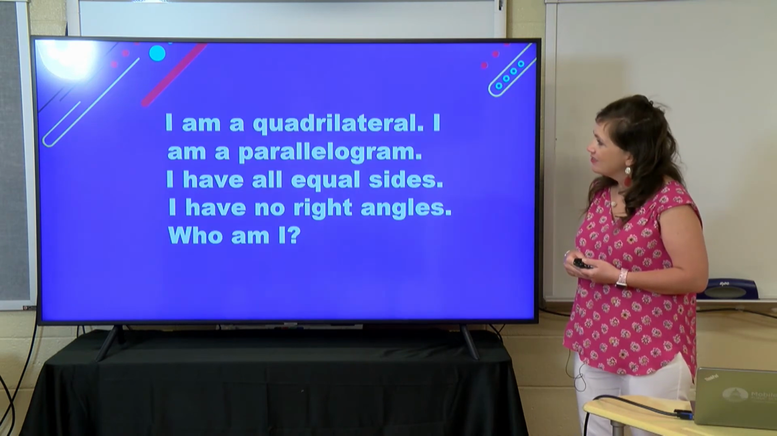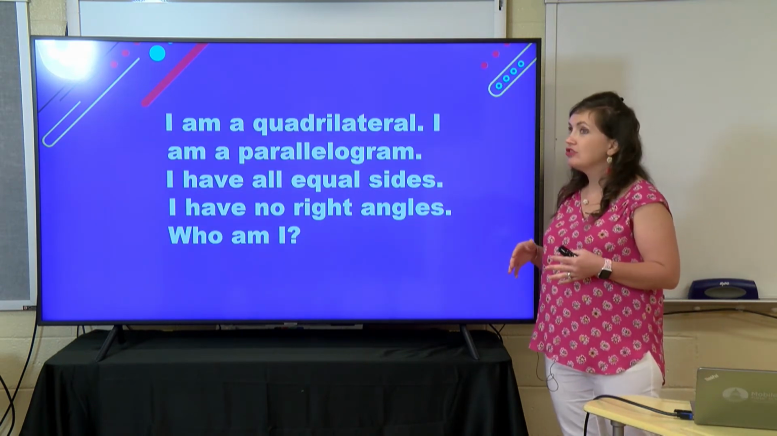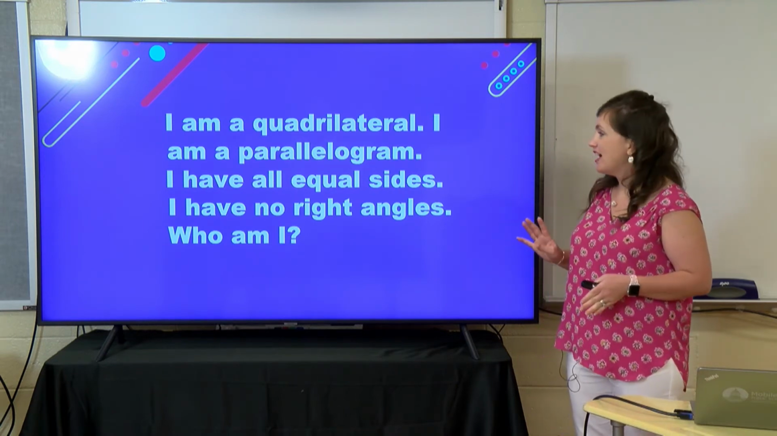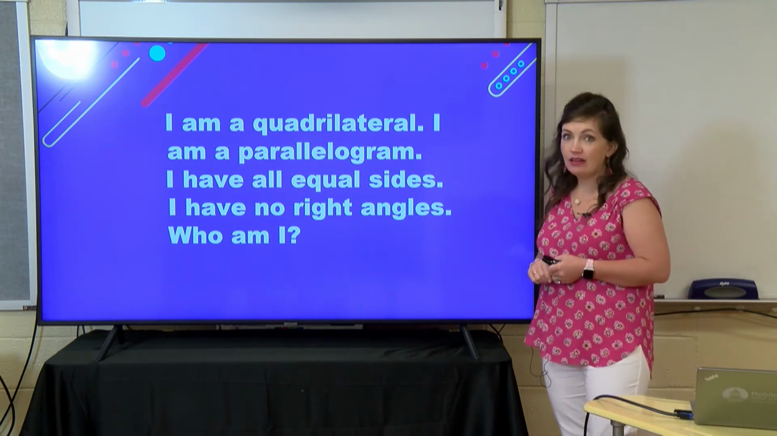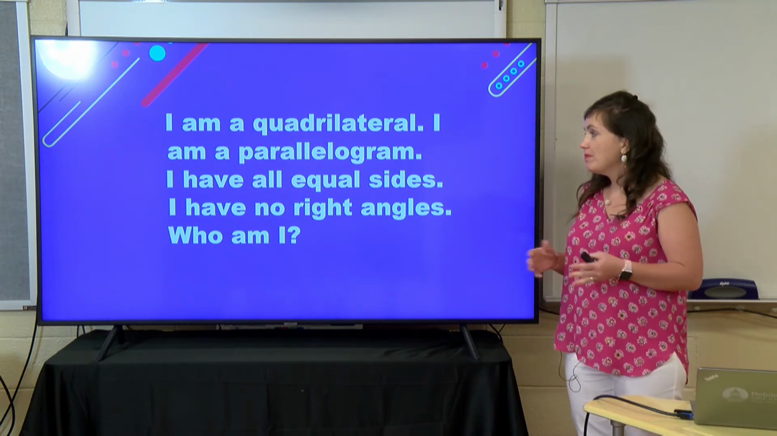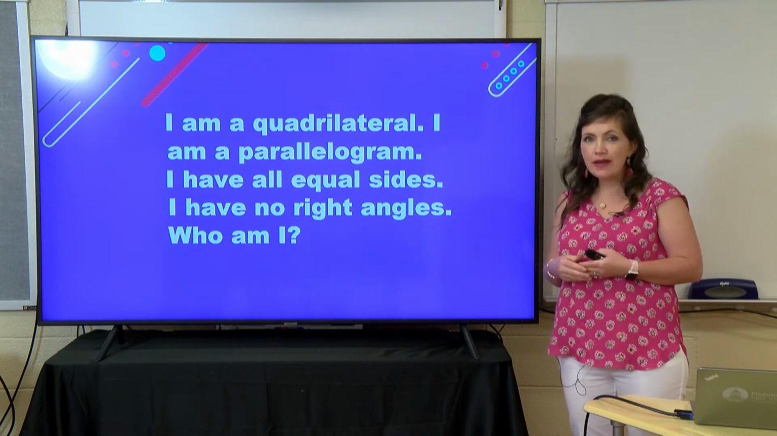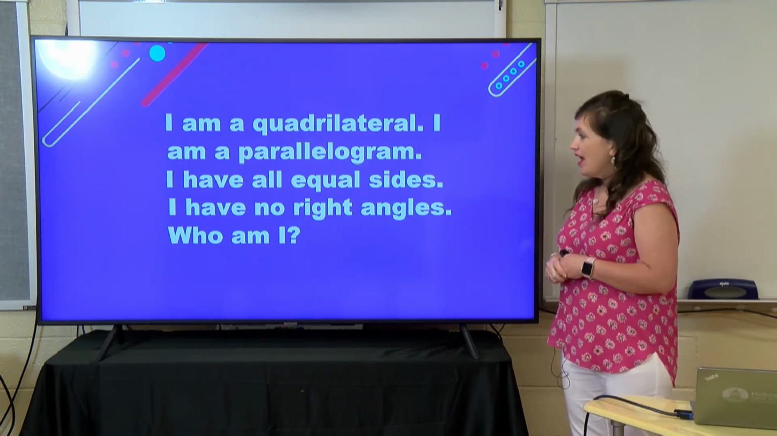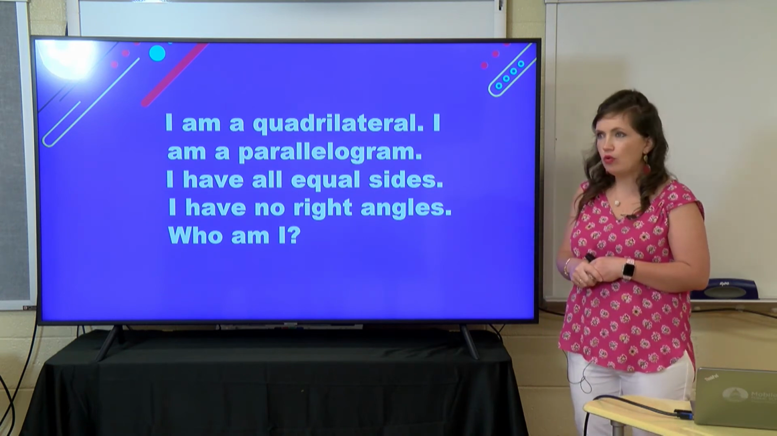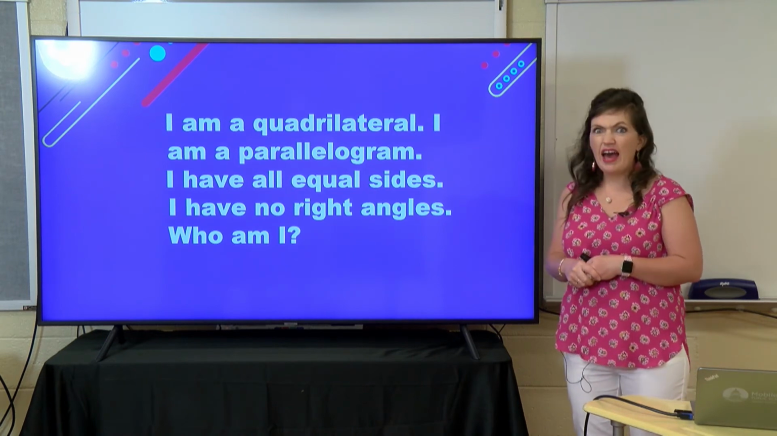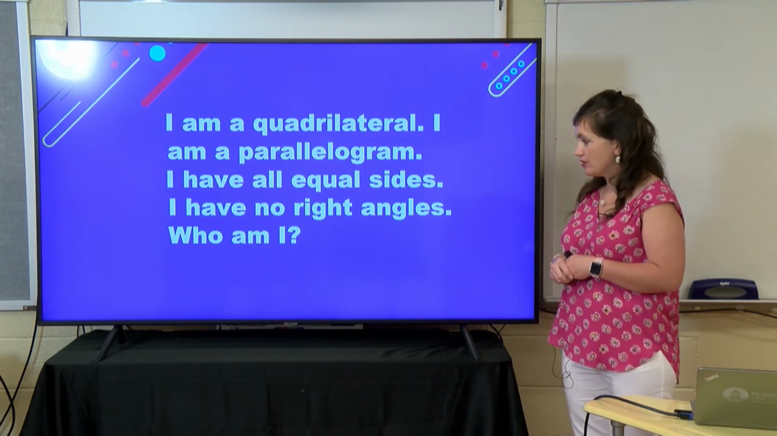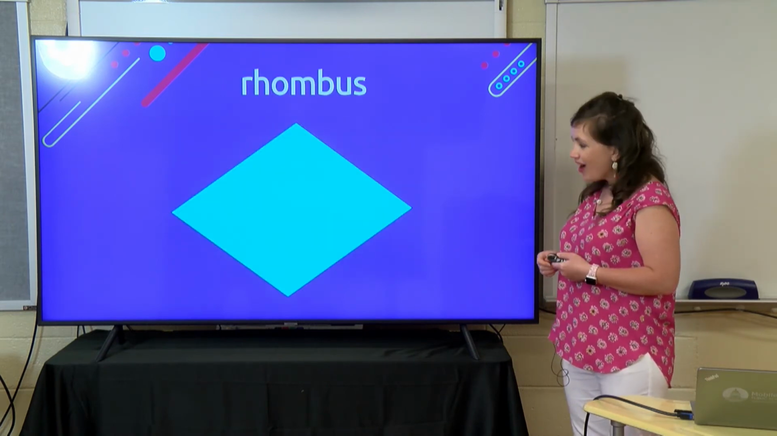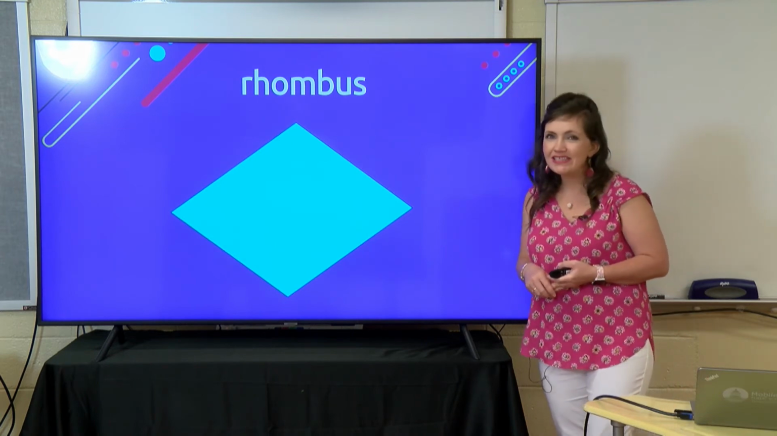All right. I am a quadrilateral. Remember, how many sides does a quadrilateral have? 4 sides. I am a parallelogram. Remember, what's a parallelogram? How many parallel sides does a parallelogram have? 2 sets, right? And I have all equal sides. I have no right angles. Who am I? Do you know? Rhombus. Very good.